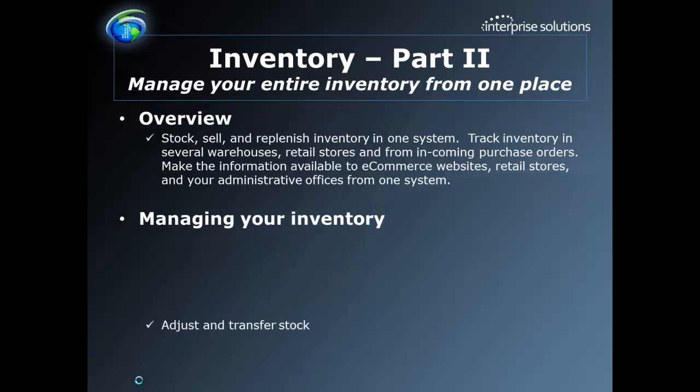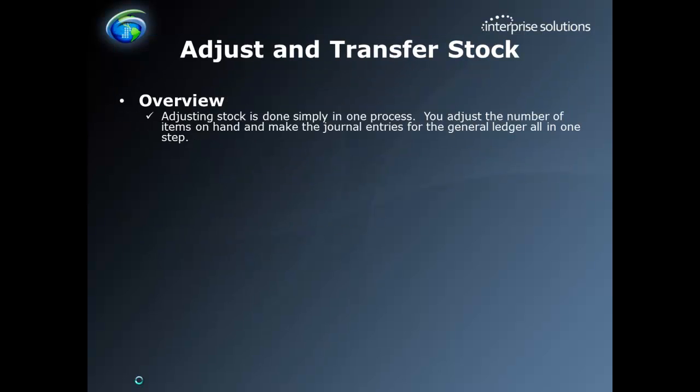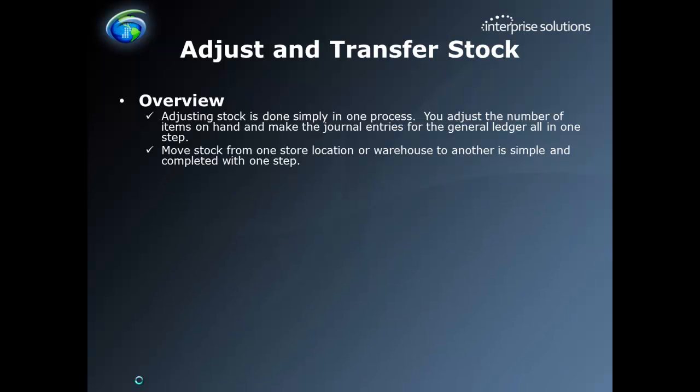Manage your inventory. Adjust and transfer stock. Conduct physical inventory stock takes. Define inventory-based pricing. Adjusting stock is done simply in one process. You adjust the number of items on hand and make the journal entries for the general ledger all in one step. Moving stock from one store location or warehouse to another is simple and completed with one step.